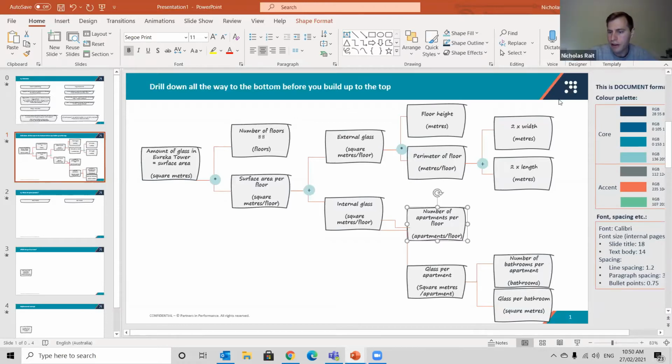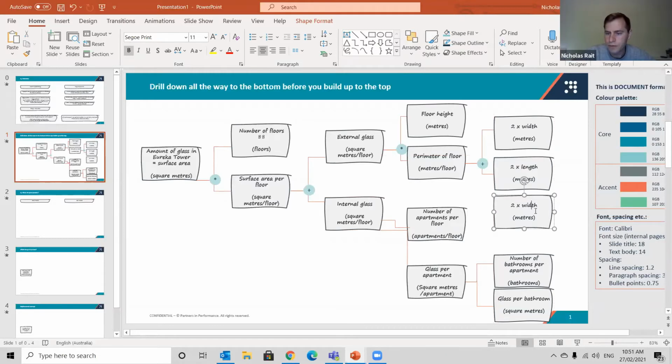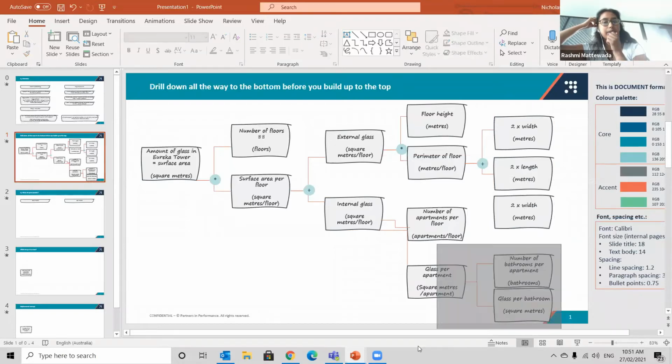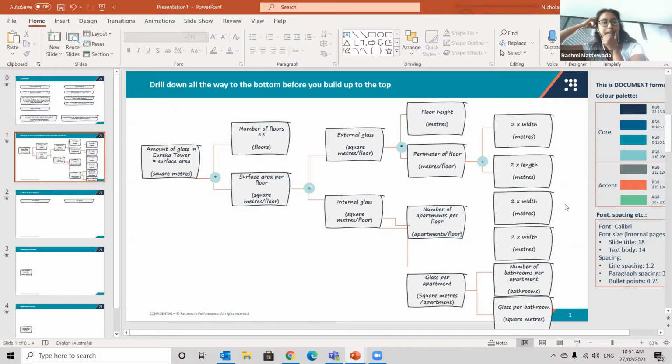Yep, go for it. I would use, say, for example, the top branch, so the width times the length again as inputs. Yep. And then come up with an assumption around therefore how large each apartment should be based on that.